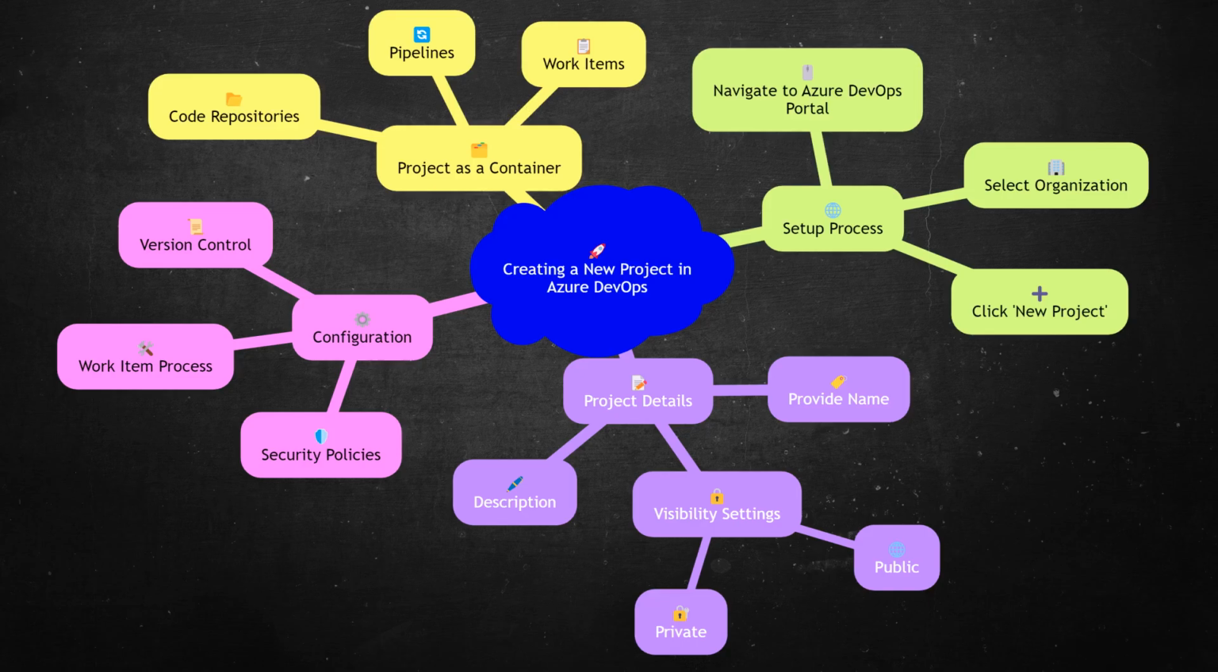Creating a new project in Azure DevOps is the first step in organizing your development efforts. A project acts as a container for all your work, including code repositories, pipelines, and work items. To set up a new project, navigate to the Azure DevOps portal, select your organization, and click on New Project. Provide a name, description, and visibility settings, public or private. Once created, you can configure various aspects such as version control, work item process, and security policies.